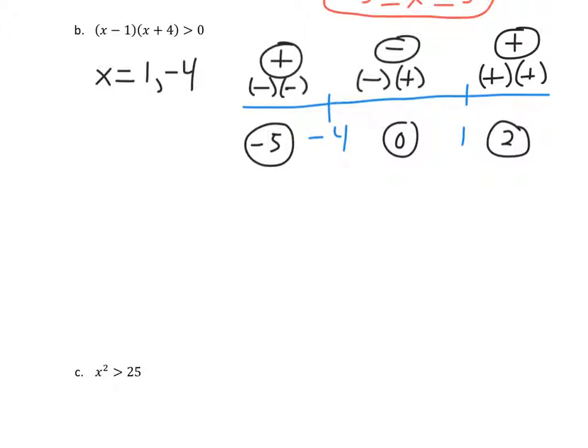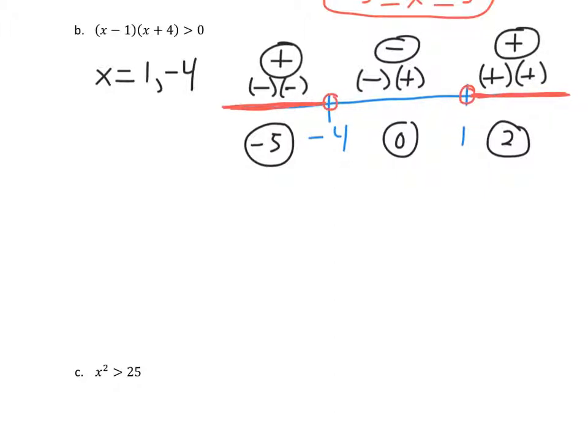Now, we decide whether to use the positives or the negatives in our final solution based on what the symbol is in the problem. This time it says greater than 0. That means positive. So we want to pick the positive one here along with the positive over there. And it would not include the middle one. So the solution set would include these x values here that make it positive and these over here. The endpoints would not be included in this case because there's no equality in that symbol. So you would have an open circle.